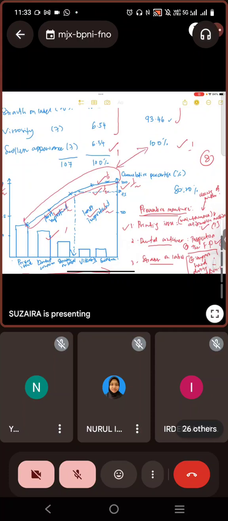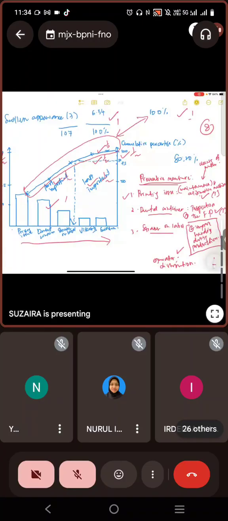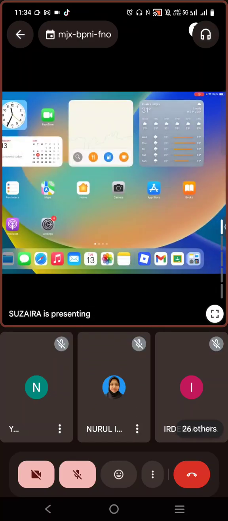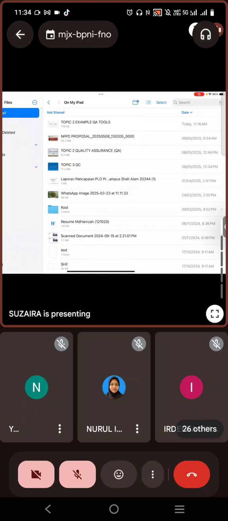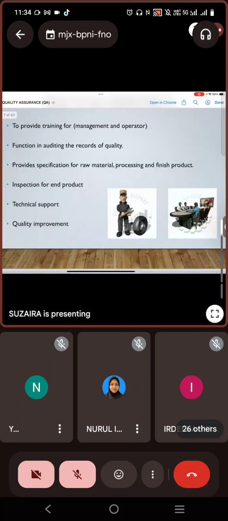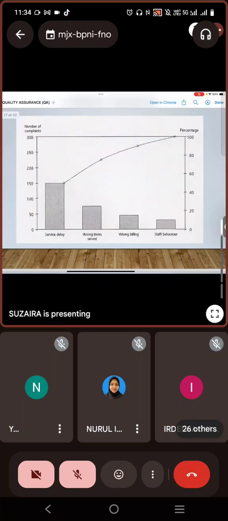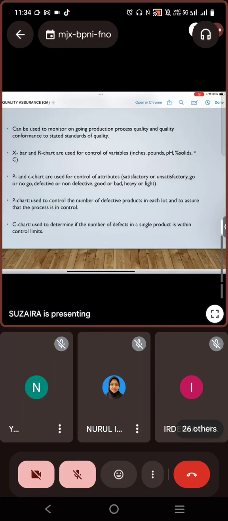Okay, any question? So this is how it looks if you have to answer for a Pareto diagram. Any question? Can I move to the next one? No, doctor. All right, let's move to another one. Okay, we're done with this one.